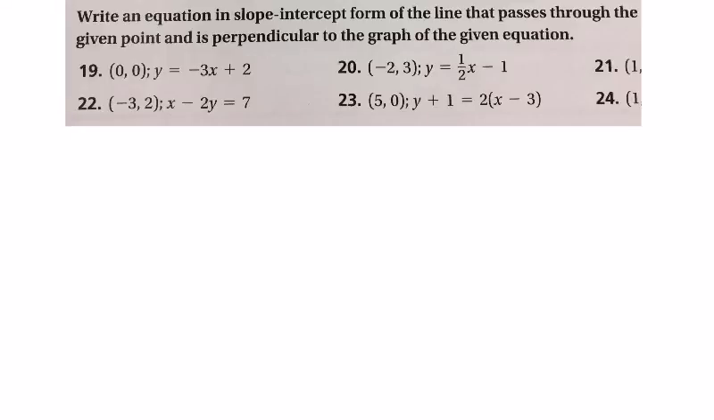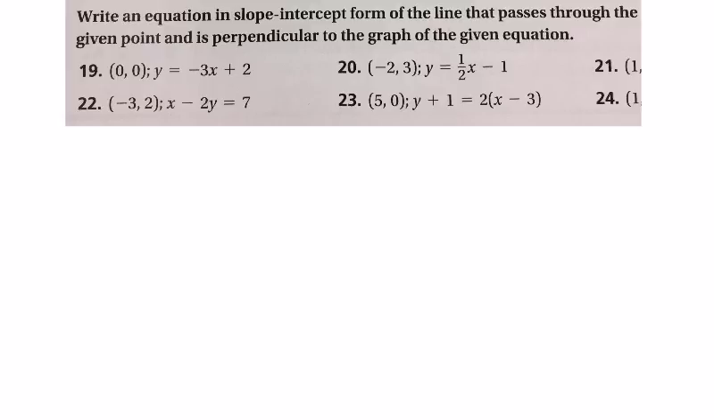Okay, so let's go ahead and take a look at an example of how to write an equation of a line that is perpendicular to another line. So it says here, write an equation in slope-intercept form of the line that passes through the given point and is perpendicular to the graph of the given equation.